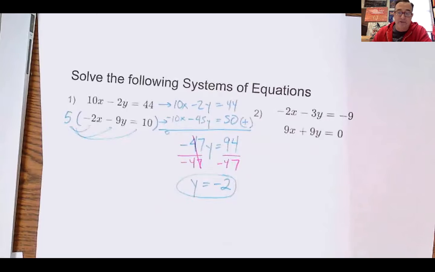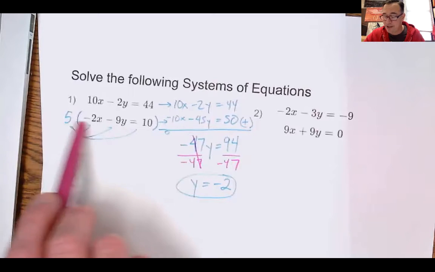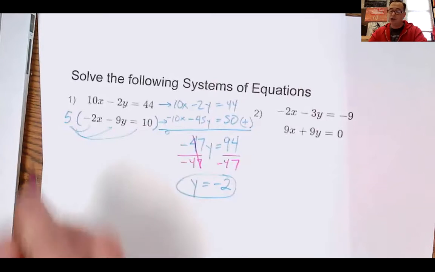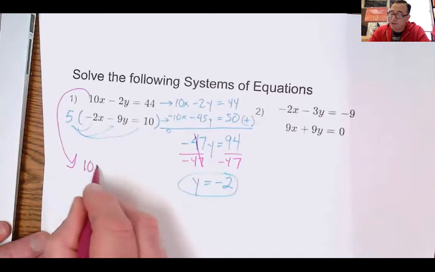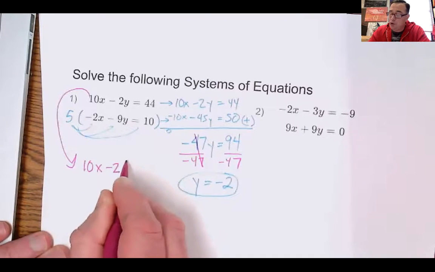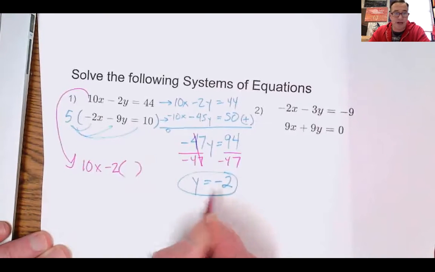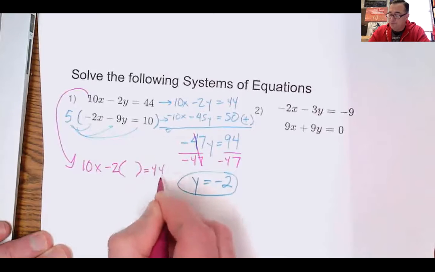Okay, halfway there. Now all we got to do is plug that y back into one of the other equations, and we can figure out what our x is. And guys, it doesn't matter which equation you choose. You choose the top one, you choose the bottom one. They're all going to give you the same answer. I'll choose the top one because it's here. So 10x minus 2 parentheses for the y, because I'm going to sub that in, equals 44.